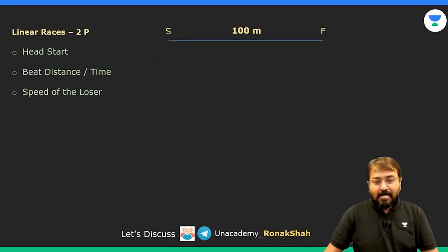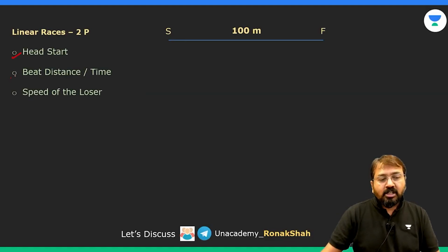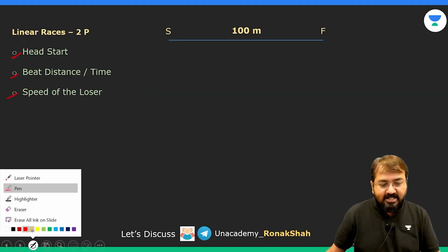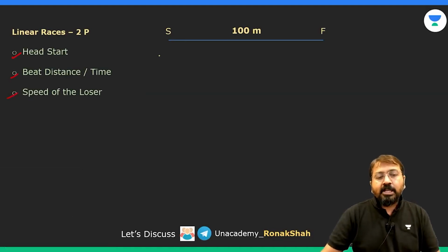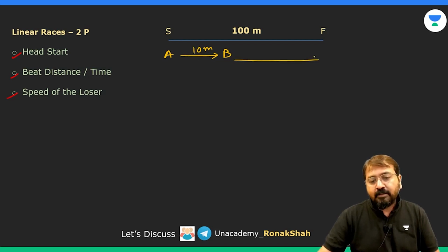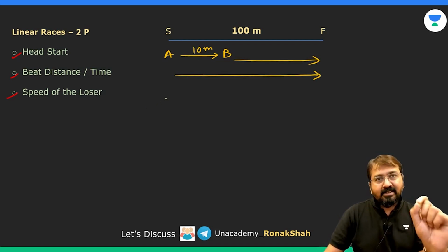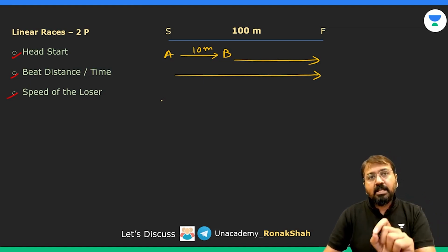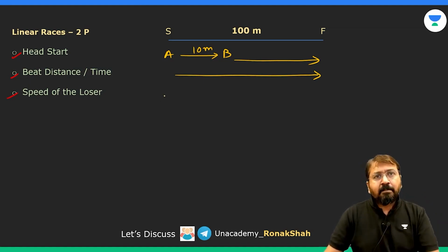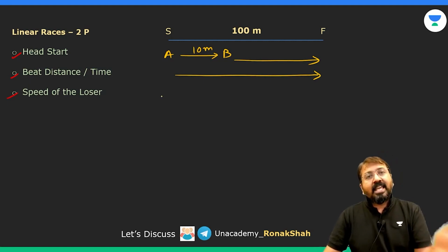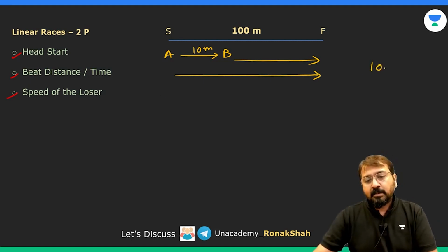So let's begin. Let's quickly understand certain important terminologies. So what is a head start? In a race of 100 meters, say A starts running from the starting point, and B starts running from a point which is 10 meters ahead, and both of them reach the finishing point at the same time. Then we can say that in a race of 100 meters, A can give B a head start of 10 meters. In simple words, if both of them start running from the same point, then A will beat B by 10 meters.